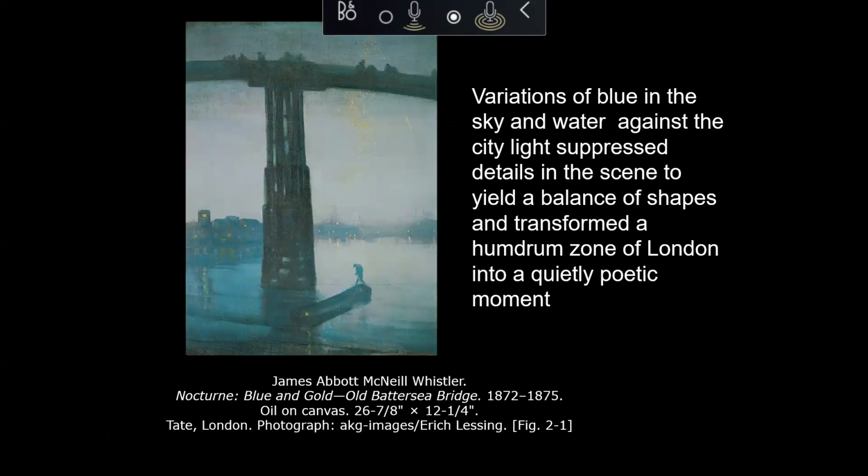Now we have James Abbott McNeill Whistler with Nocturne in Blue and Gold. We'll actually revisit this later on when we start talking about color theory. But there are variations of blue in the sky and the water that are against the city light, and they suppress details in the scene to yield a balance of shapes and transform the humdrum zone of London into a quietly poetic moment, right? I mean, just getting lost in that artwork, that atmosphere, right? Or the sounds of the fireworks that we see in the distance, the trickling of the water.